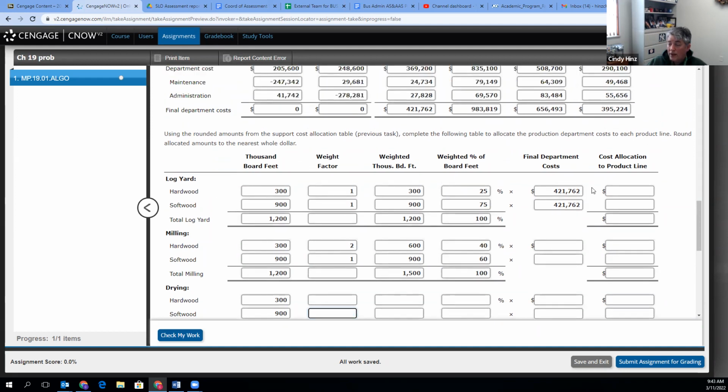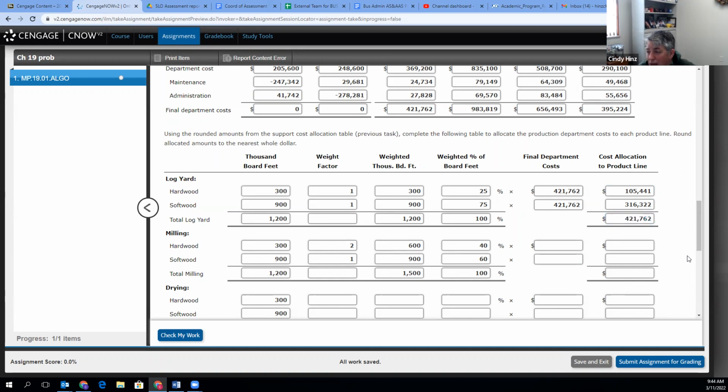So if the log yard fully allocated cost, including maintenance and administration, is the 421,762 that we found right here, we're going to allocate 25% of that to the hardwood, rounding to the nearest whole dollar. And then we'll do 75% of that cost, whatever was remaining. You know, what I don't know is if they're going to round that one down, because otherwise we're going to end up with a different total here.